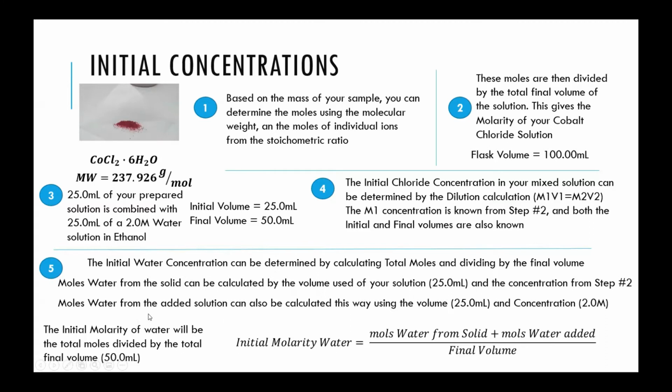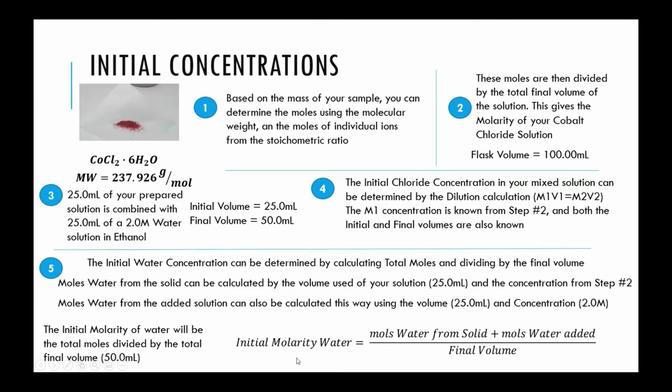You can then use the moles per liter calculation again with the 2 molar water in ethanol. You're adding 25 milliliters of 2 molar water solution. You know the volume and you know the concentration. So from that, you can calculate the moles of water that are being added to your solution itself. When you add those two up, you have the moles of water that are coming directly from the solid and the moles of water that are being added to that mixture, and divide it by the final volume of 50 milliliters, and that will give you the initial molarity of water.